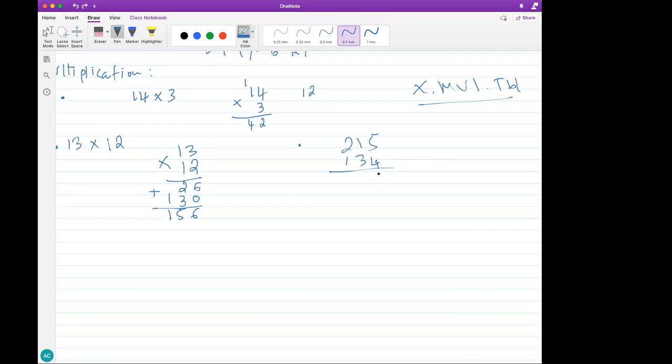5 times 4 is 20, so then write 0. Right, carry 2. 4 times 1 is 4, plus the carryover, that's 6. So the carryover is done. You can cross it out so it doesn't confuse you with the rest.